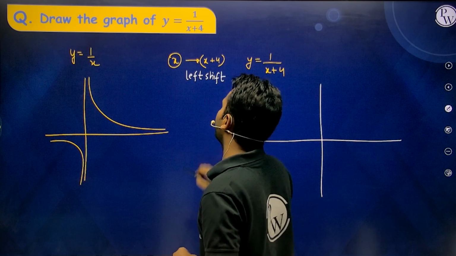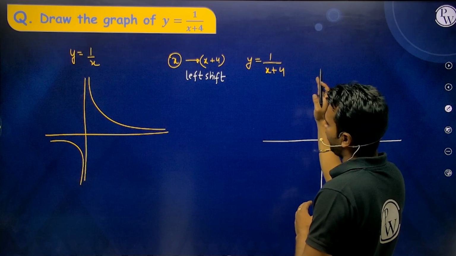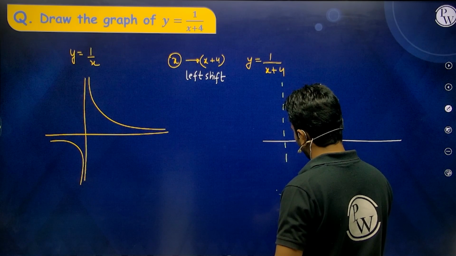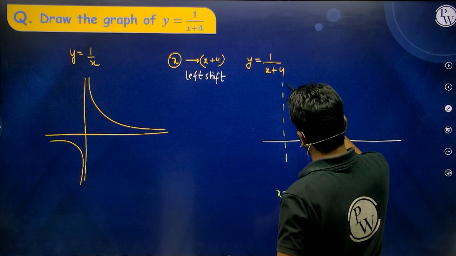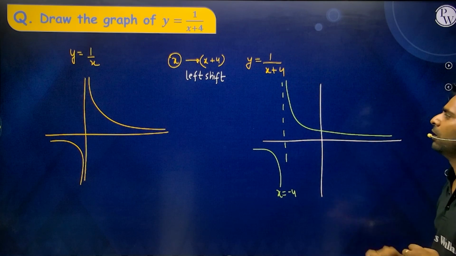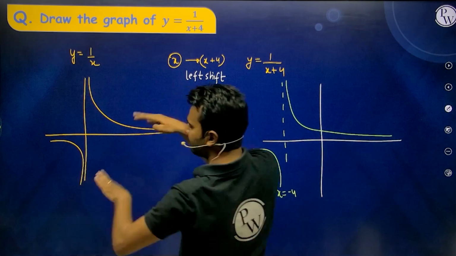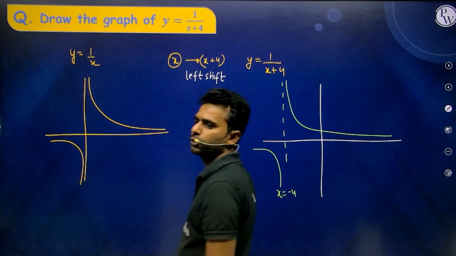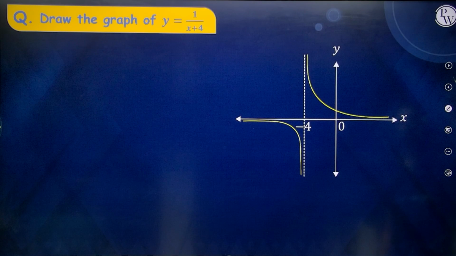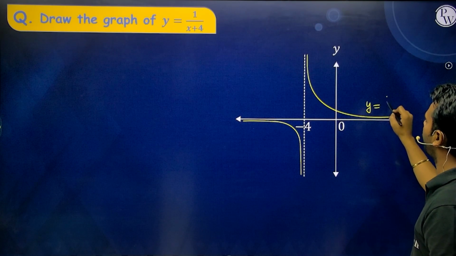And by how many units? 4 units. So earlier this was the x equal to 0 line. Now this will be the x equal to minus 4 line, about which the graph will be drawn like this. So that's how the graph of y equal to 1 over x plus 4 will be looking. Simply, you have to take this graph and shift it by 4 units towards left. Yes or no, kids? So let me show you. This is how the graph will be looking. Are we clear, all of you?